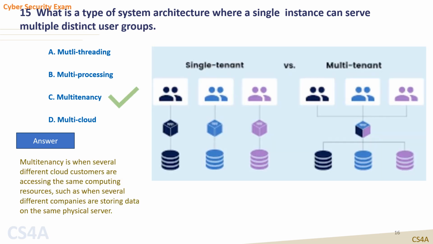So this is the difference between single tenancy and multi-tenancy. In single tenancy, we have a different instance for different customers or users. In multi-tenancy, we have a single instance that serves multiple user groups, and in the underlying database or store, we can have a different store for each individual group.